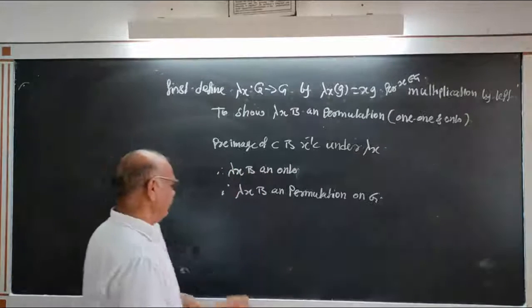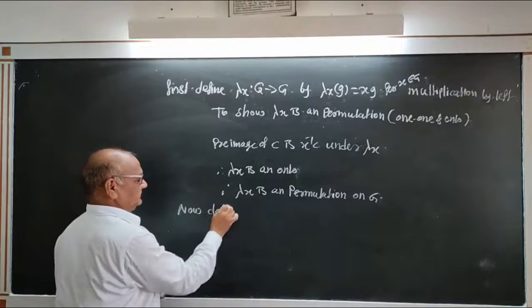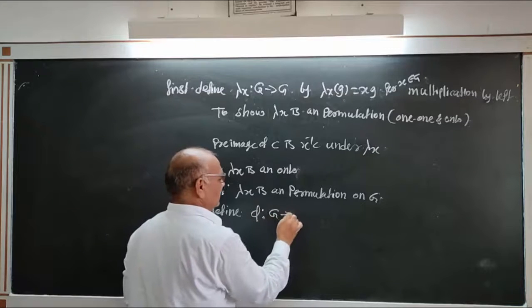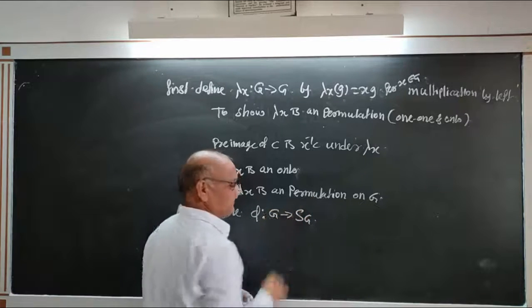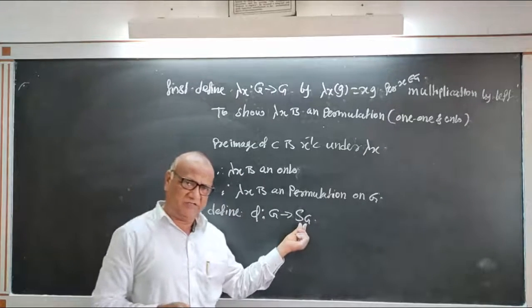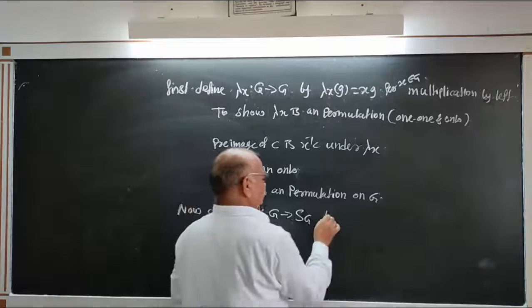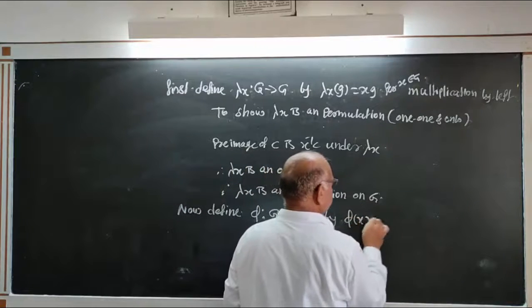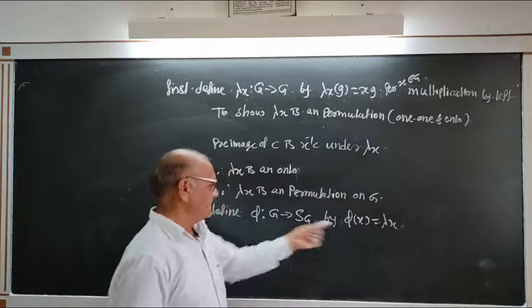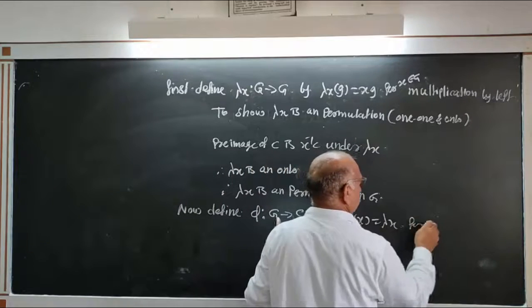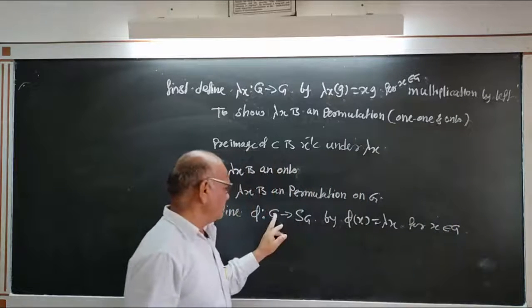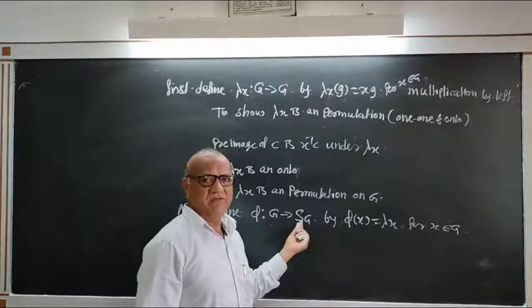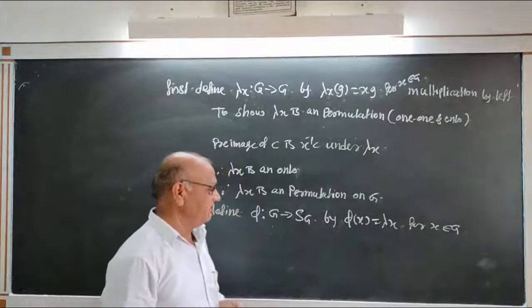Now, define phi as a mapping from G to S_G, the set of all permutations on G, by phi of x is equal to lambda_x for x belonging to G. The image of x under phi is lambda_x, and lambda_x belongs to S_G.